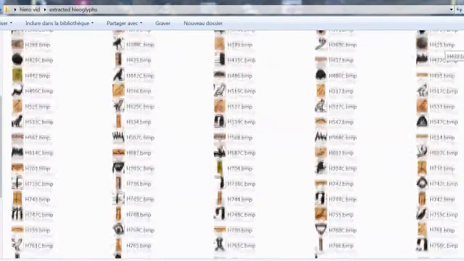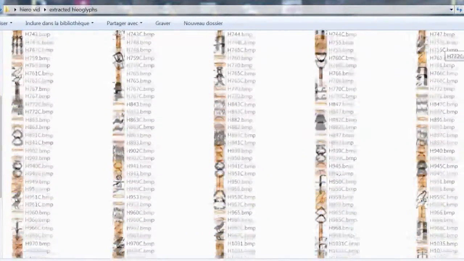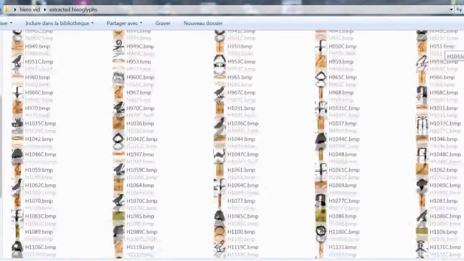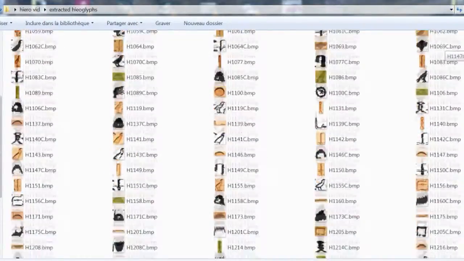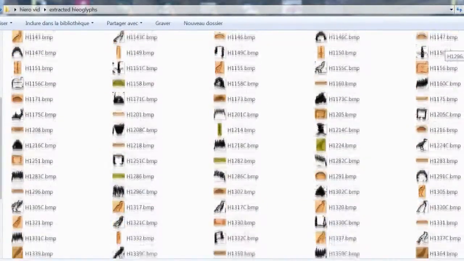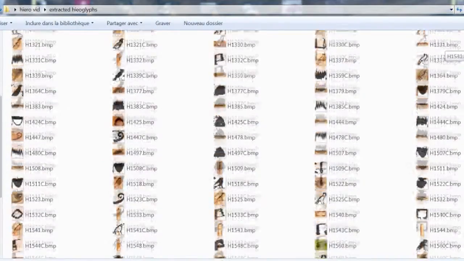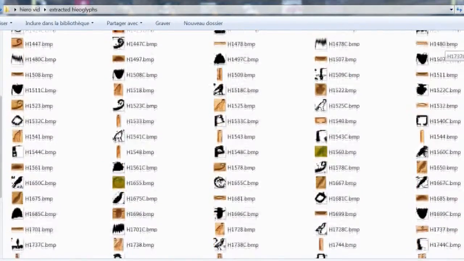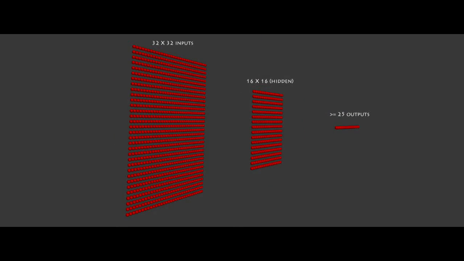Later on, each hieroglyph will be labelized with its phoneme and fed to our predictive model so it could learn to identify and classify them. Now let's look at the structure of our neural network. This network has a 32x32 neurons input layer, a 16x16 neuron hidden layer, and a 25 or more neurons output layer.